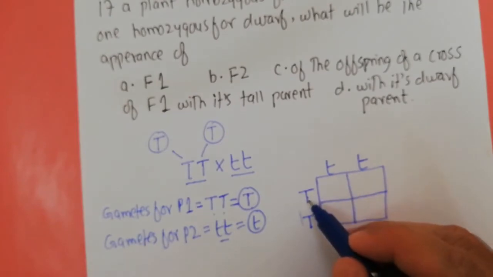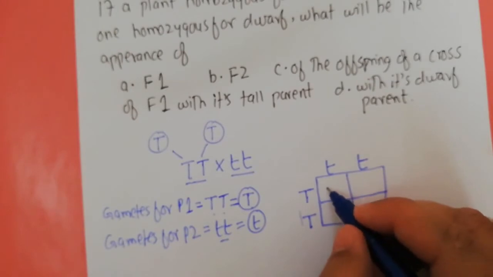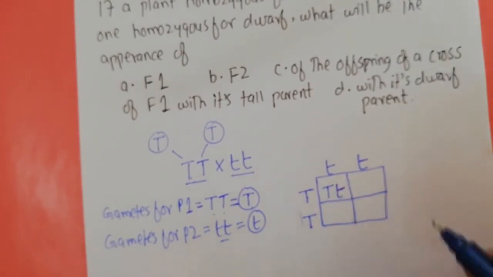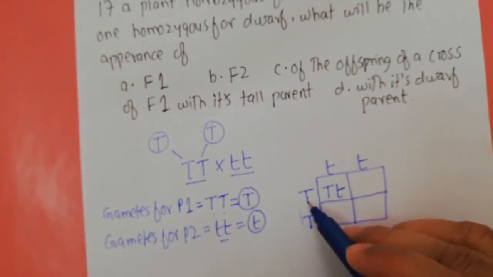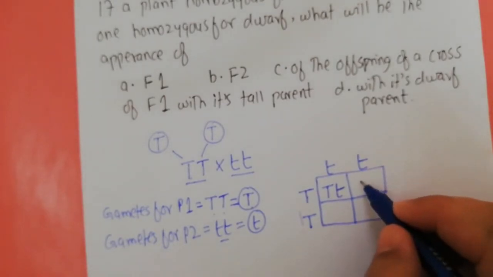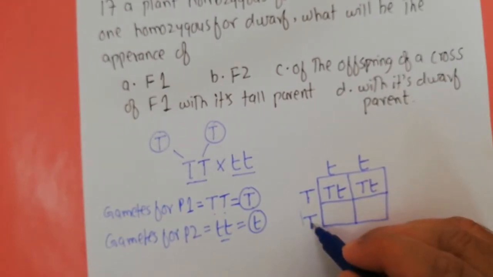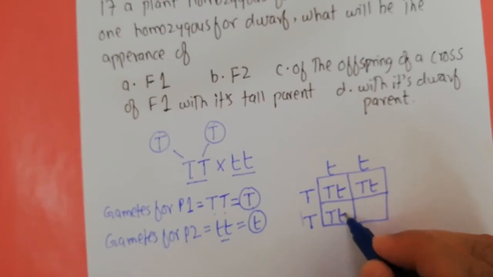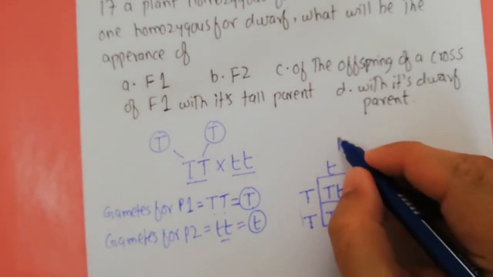Now if you cross the gamete of this parent with the gamete of this parent, what you are going to get is capital T combined with a small t. If you cross this gamete with this particular gamete, you get the capital T and the small t. If you cross this gamete with this one, again you get the capital T and the small t. So this is the F1 generation.